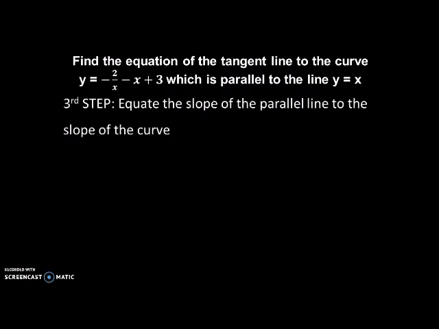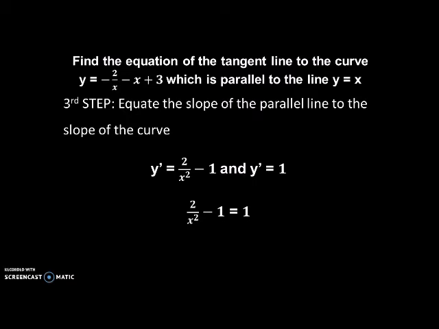So the third step is equate the slope of the parallel line to the slope of the curve. We need to equate them because we need to find the point in which the tangent line touches the curve. So here are the two slopes. So 2 over x squared minus 1 is equal to 1.